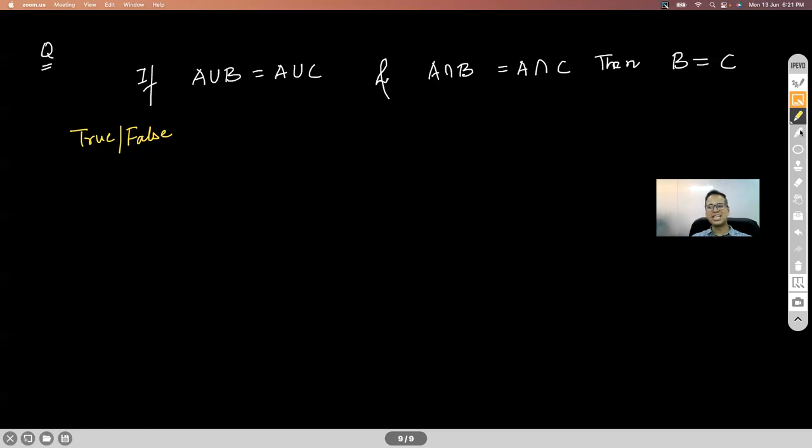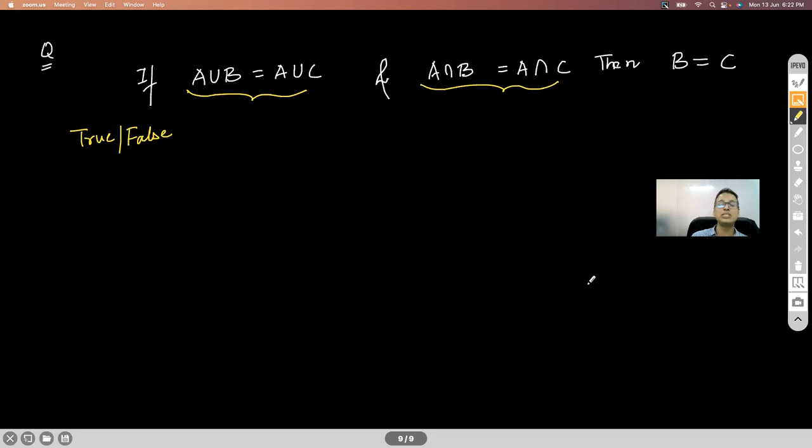Now, those who are saying it's false, give me an example. Give me an example of three sets A, B, and C where A union B and A union C are equal, and A intersection B and A intersection C are also equal, and B and C are not equal to each other. So I am requesting you to give me an example of such three sets which satisfy these two, but doesn't satisfy B equal to C. I'll be giving you a proof for this. That proof will go through some concepts which we are going to cover a little later on. It's a futuristic concept for us today, but we'll be covering it in today's class only. Yes, anybody who has this example, people who are saying not true.